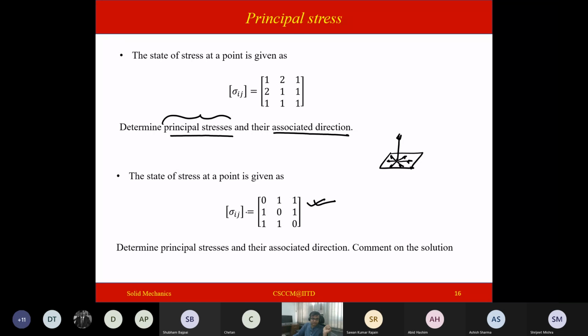One more comment here. So this is a state of stress. If you find something like this, this is known as pure shear condition, as the normal components are 0. Maximum shear stress is not a pure shear condition, as we discussed in our previous lecture.